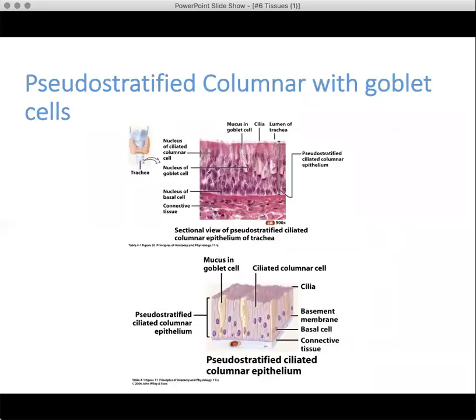And then finally, there's pseudostratified columnar epithelium with goblet cells. So remember, pseudostratified means that it's one layer, but it looks like many. And columnar cells are the tall column-shaped cells. And there are goblet cells that are found among these columnar cells. The function of this tissue is absorption and secretion. It's often found in the respiratory system. And the goblet cells are responsible for secretion of mucus.